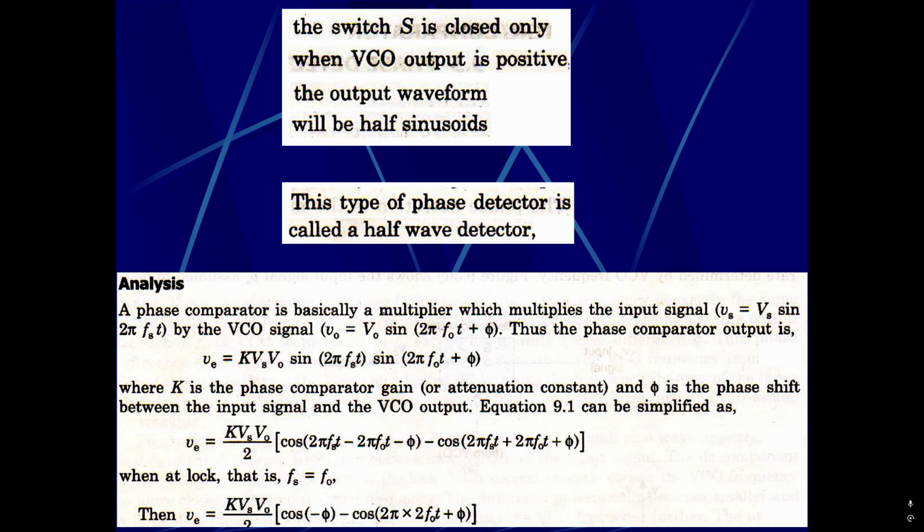The above equation can be simplified as V equal to K Vs V0 divided by 2 times [cos of (2 pi Fs t minus 2 pi F0 t minus phi) minus cos of (2 pi Fs t plus 2 pi F0 t plus phi)]. When at lock, that is Fs equal to F0, if you substitute that, then V equal to K Vs V0 divided by 2 times [cos of minus phi minus cos of (2 times 2 pi F0 t plus phi)].